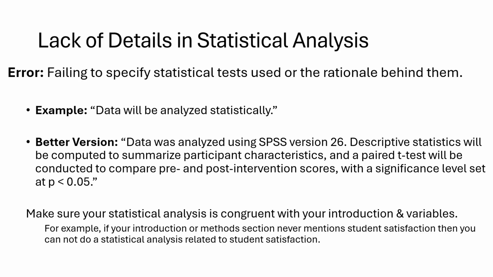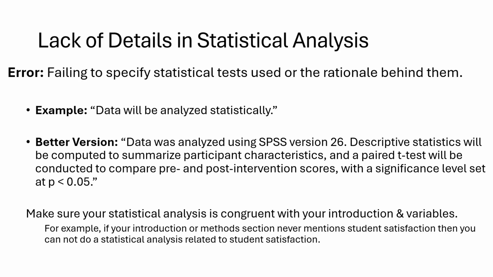And the rest, for what you're going to plan to do: descriptive statistics will be computed to summarize participant characteristics, and a paired t-test will be conducted to compare pre and post-intervention scores with a significance level set at p less than 0.05. So you can see in this particular one, I believe that may be 2 sentences, and that is, for a lot of the projects to be submitted here for this grant, that will suffice for your explanation of your statistical analysis.